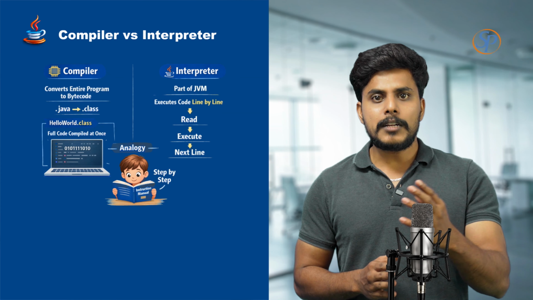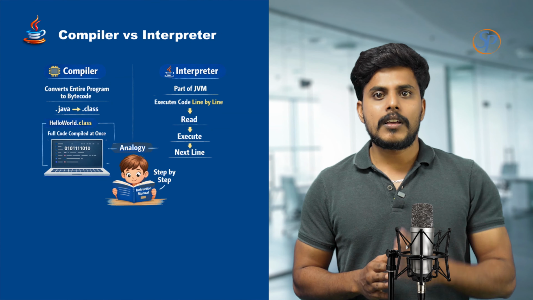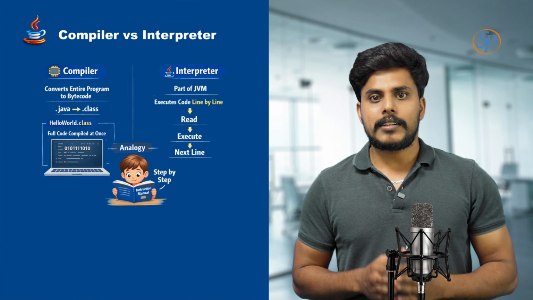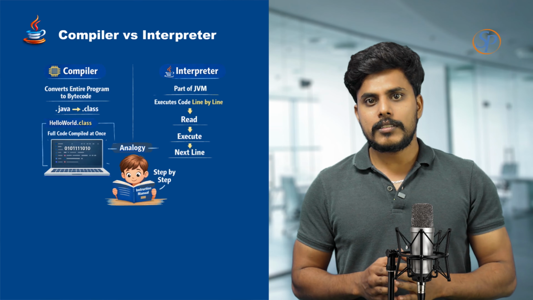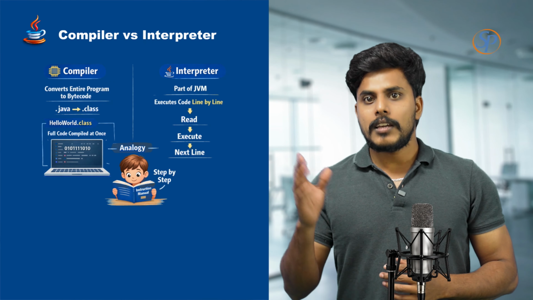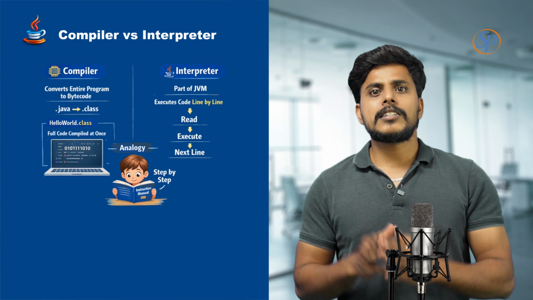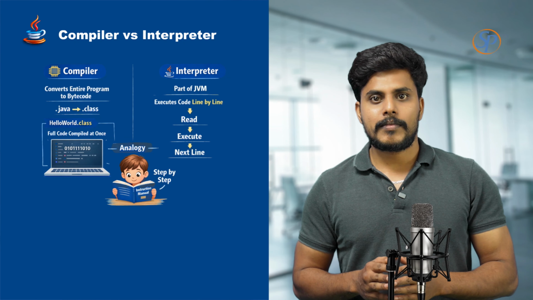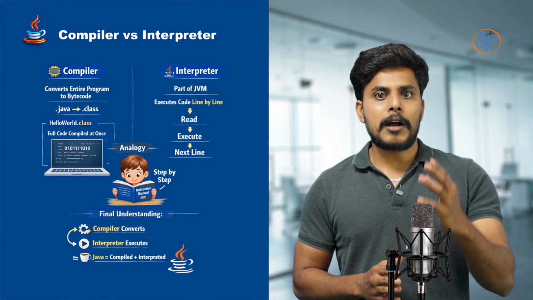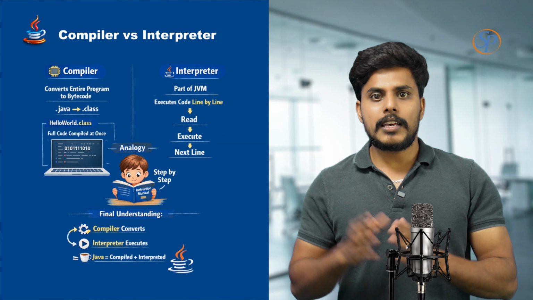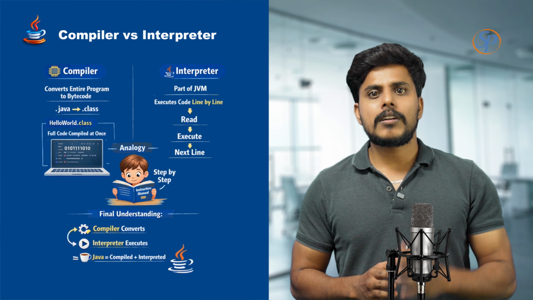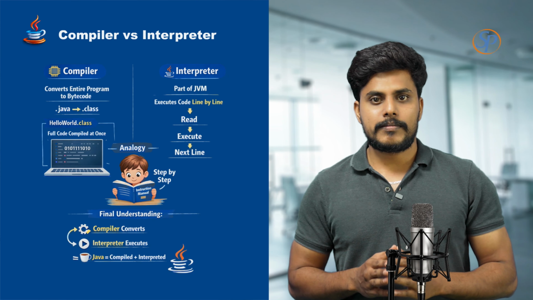Interpreter. The interpreter is a part of JVM. It executes code line by line. How does it work? It reads an instruction, executes it, and moves to the next, like reading instructions step by step. Final understanding: the compiler converts, the interpreter executes. Java is both compiled and interpreted.